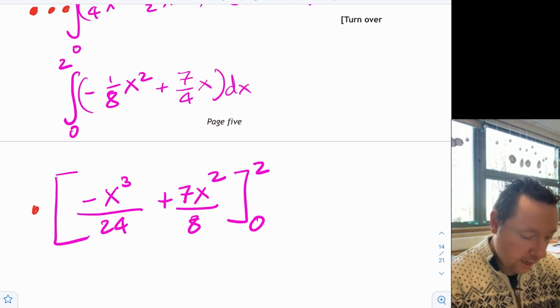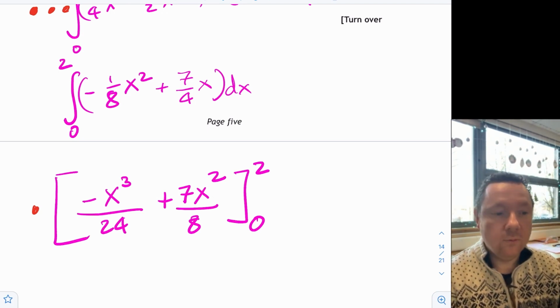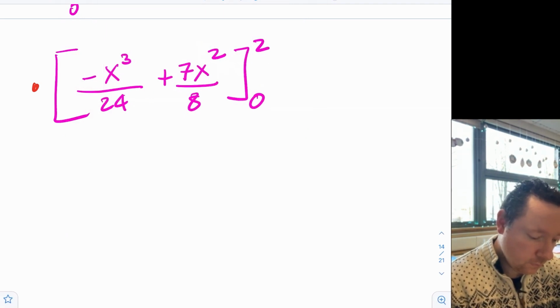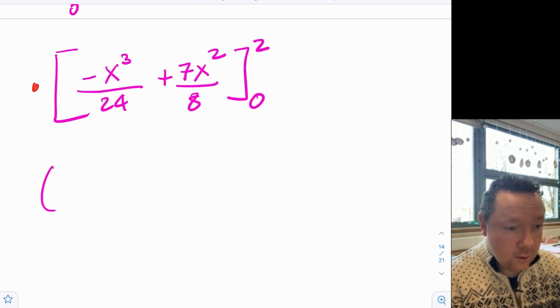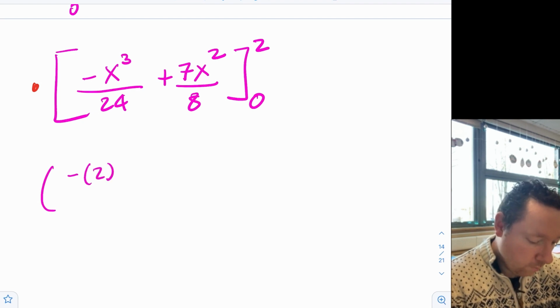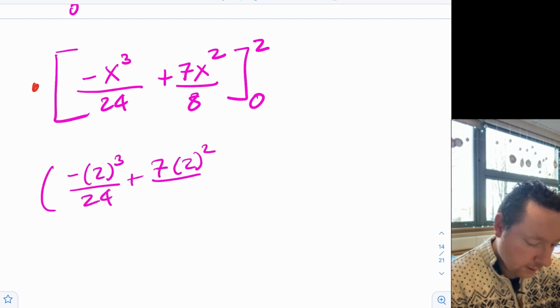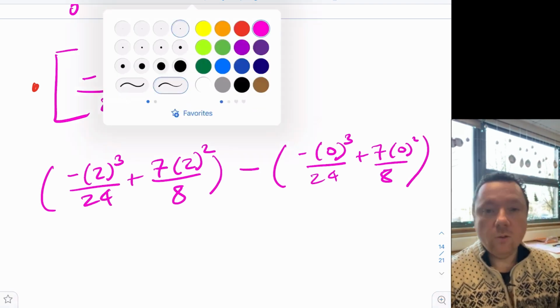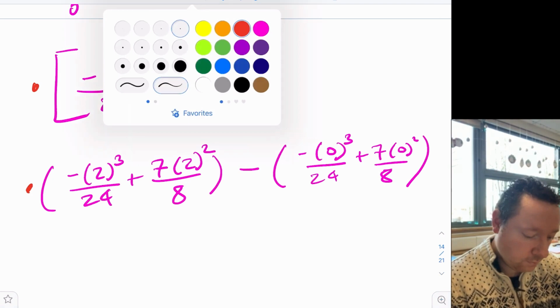So that gives us another mark at that point. So let's move on and substitute our limits in. So we've got minus 2 cubed over 24 plus 7 times 2 squared over 8, take away minus 0 cubed over 24 plus 7 times 0 squared over 8. Okay, so we get a mark for our substitution.